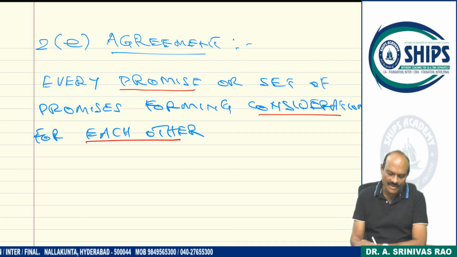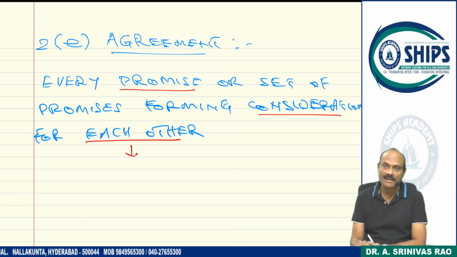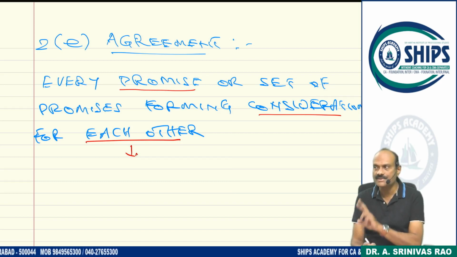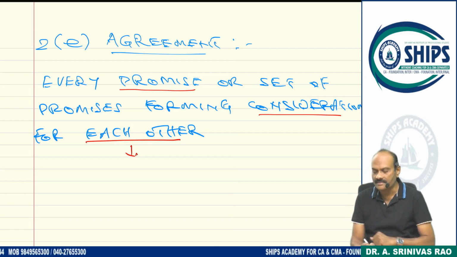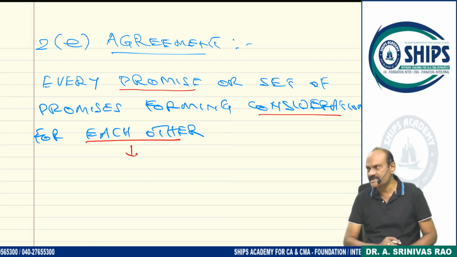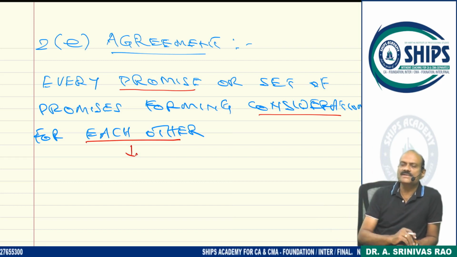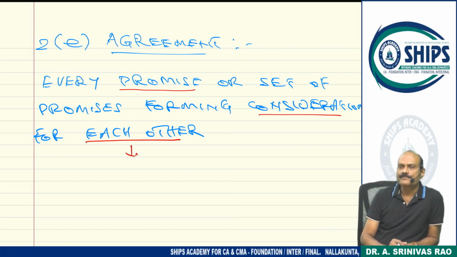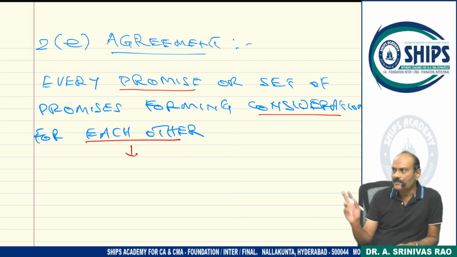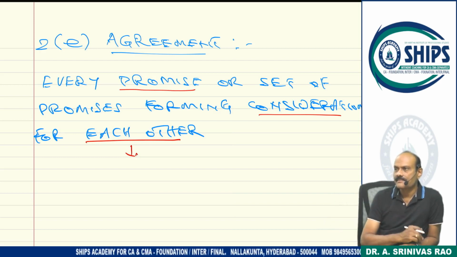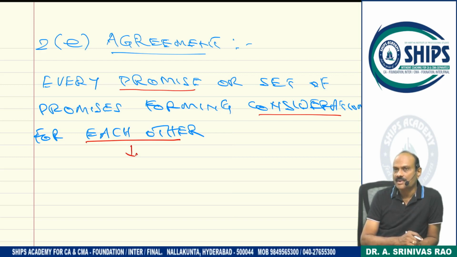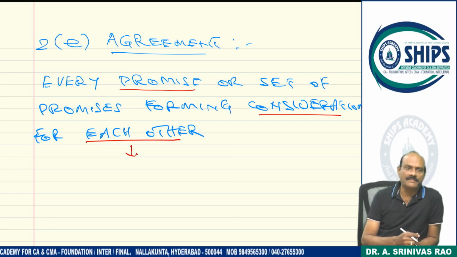First of all, each other. There are two persons, namely offerer and offeree, or promiser and promisee. Each other means two persons. Who are the two persons? Write down: two persons means only for reference purposes. So there are two distinct persons, namely offerer, offeree, or promiser, promisee.